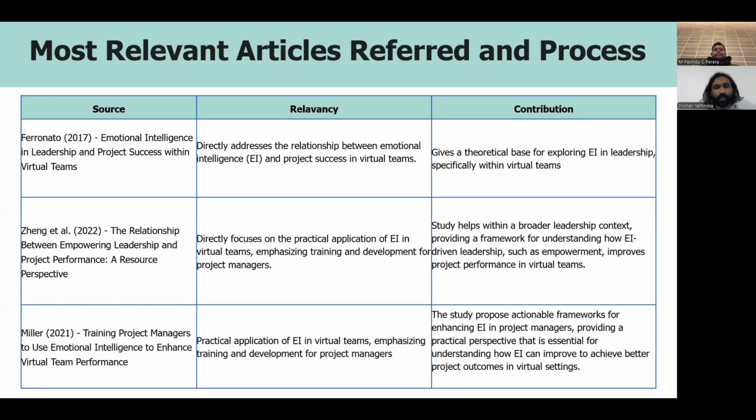So, most relevant articles. We have narrowed our research to three highly relevant studies. First one, Foranato 2017, directly linked emotional intelligence to virtual team success. Zen 2022 explored how empowering leadership fueled by EI can enhance project performance. And the last one is Miller 2021, which presented a practical training framework for developing emotional intelligence in virtual project management. So I'm handing the presentation over to Pasindu.